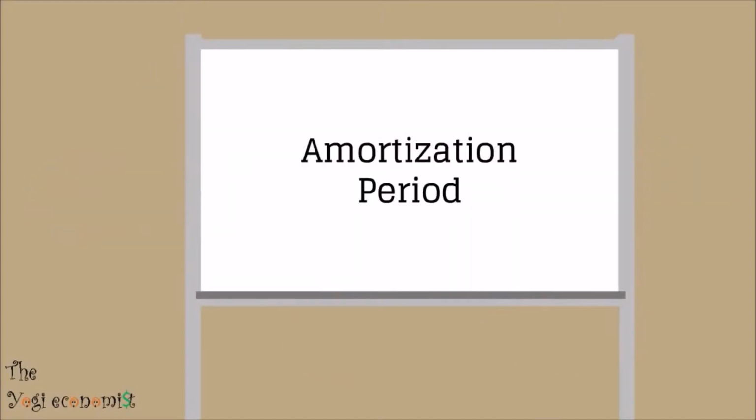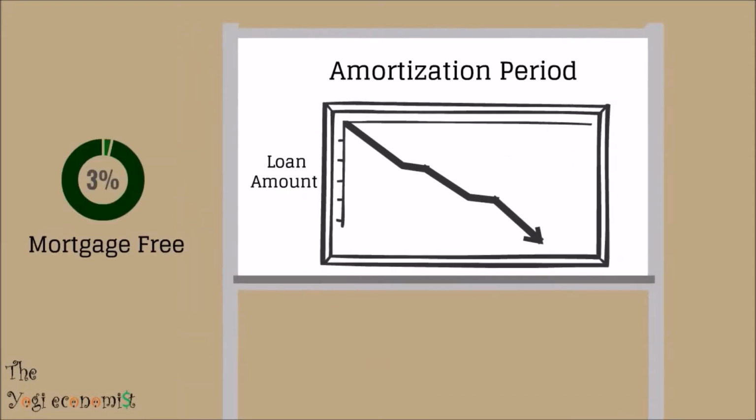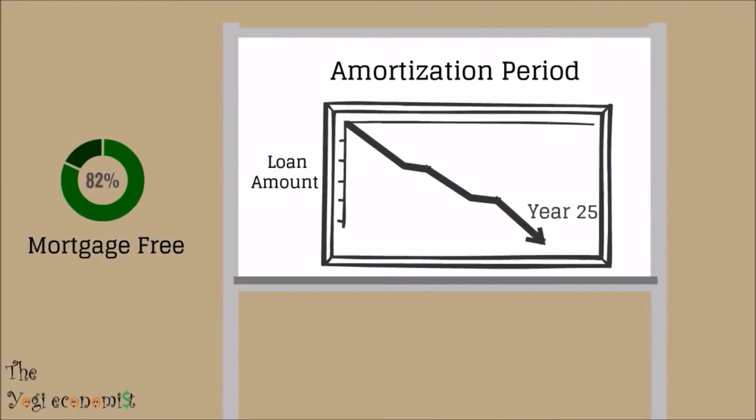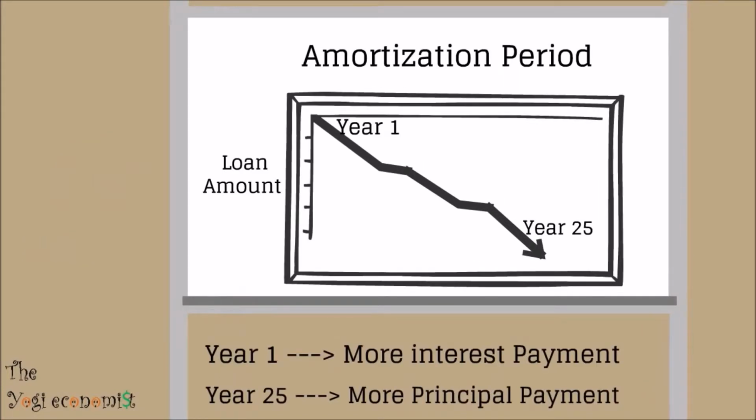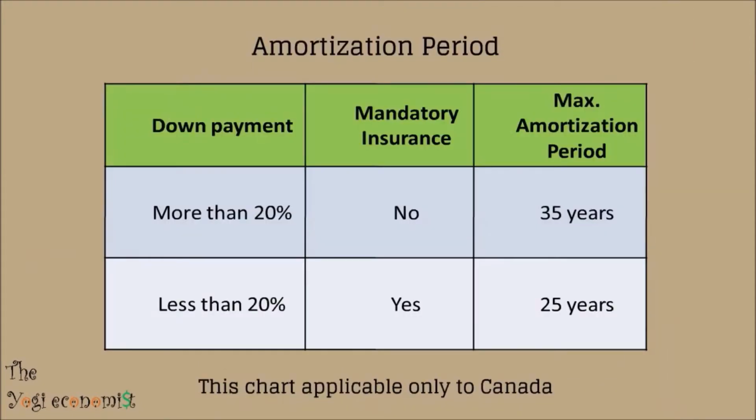Now, let us understand how amortization period affects your mortgage payment. Amortization period is the length of time to pay off your mortgage. In the first year, most of the mortgage payments go towards interest. Towards the end of the amortization period, you will be paying more towards the principal as your interest payment will be reduced. In Canada, amortization period depends on the down payment. Insured mortgages with less than 20% down payment are allowed for a maximum of 25 years.